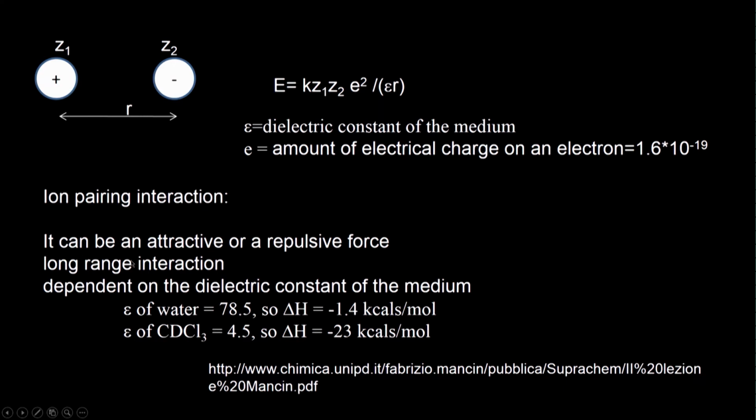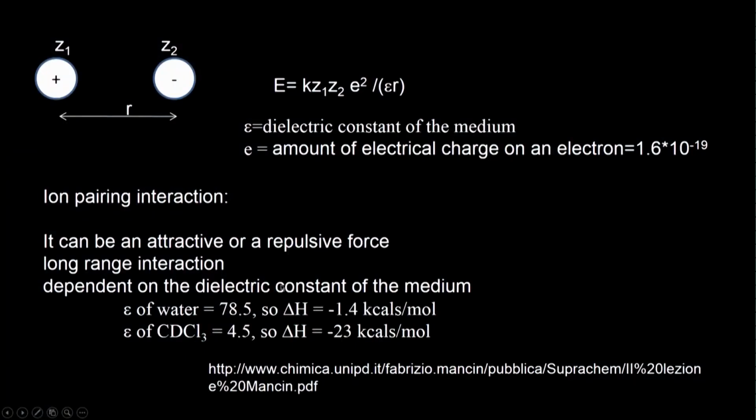The ion pairing interaction can be an attractive or a repulsive force. They are long range interactions. I mention the term long range compared to short range because you have R in the denominator, whereas if you look at van der Waals and hydrogen bond, you will have R raised to the power 6, R raised to the power 12, R raised to the power 10 in the denominator. So, they are called short range.